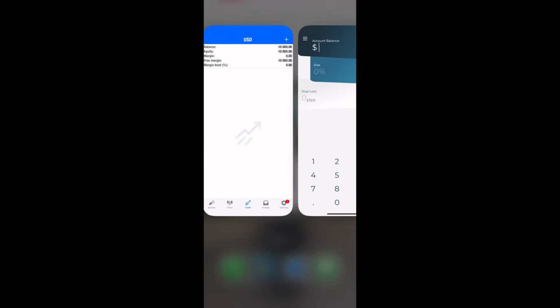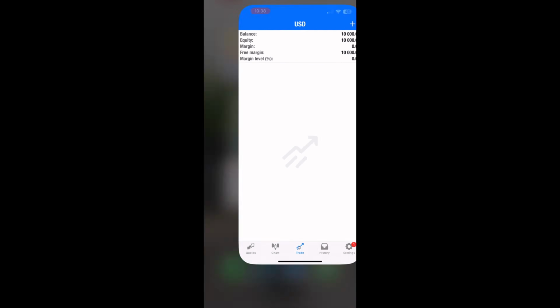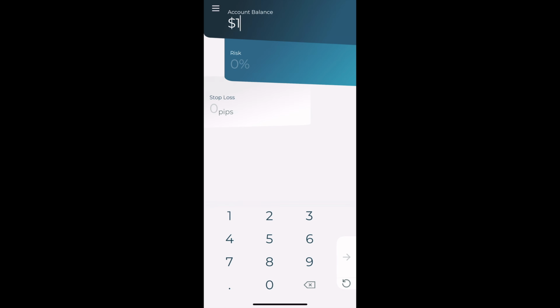So we're going to go ahead and go over to our trading account and look at our balance. Our balance is $10,000 US. So we're going to go ahead and enter our balance of $10,000 US. For our risk, we recommend you to risk 1 to 2% per trade. For this example, we're going to keep it at 1%. So we enter 1 on the risk.